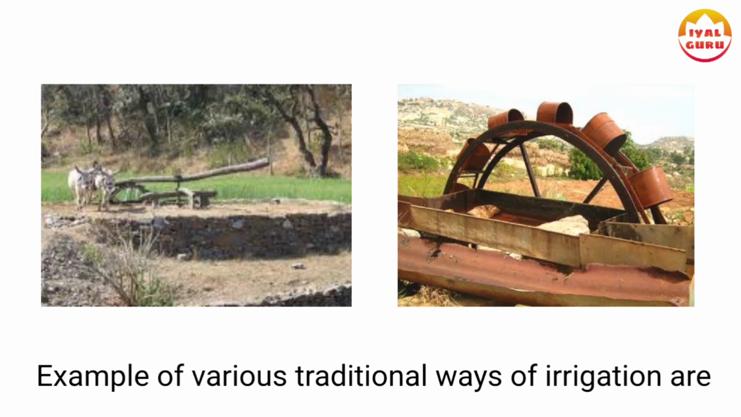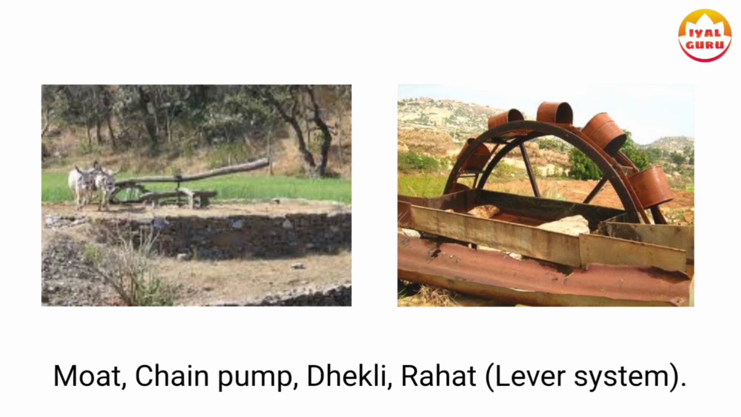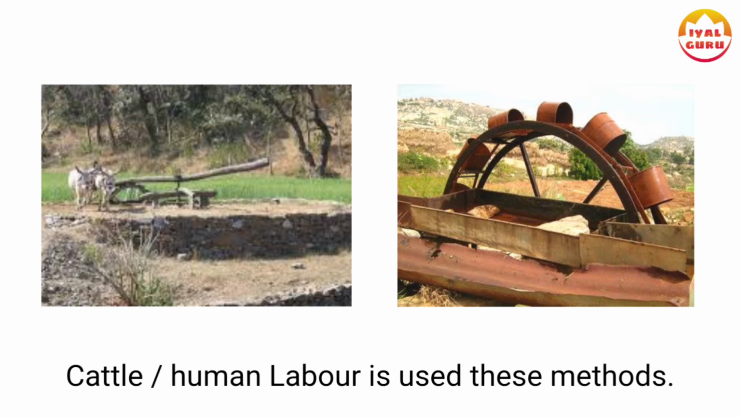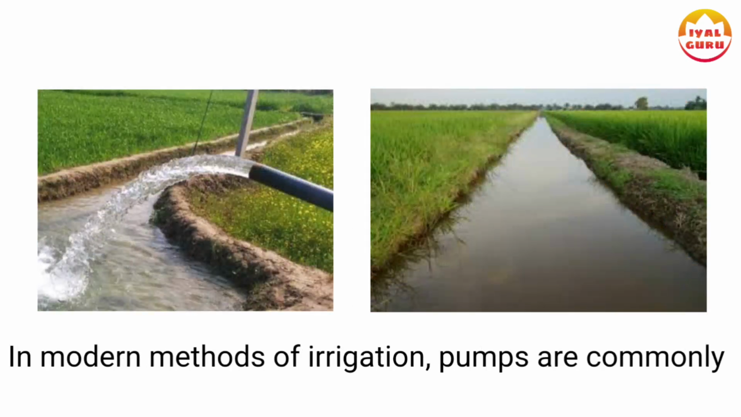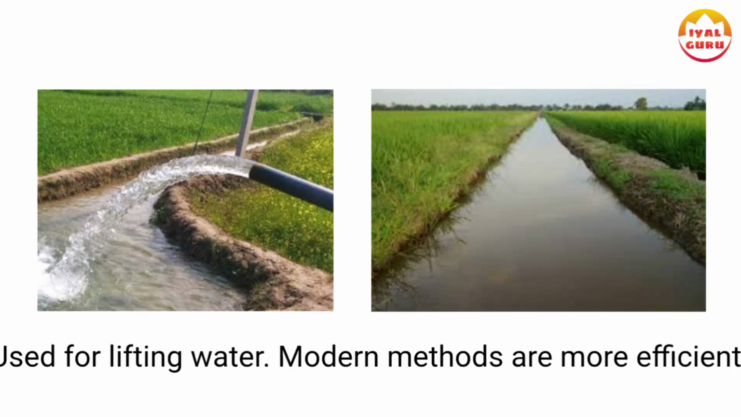Examples of various traditional ways of irrigation are moat, chain pump, dhekli, and rahat, that is, lever system. Cattle or human laborers used these methods. These methods are cheaper but less efficient. In modern methods of irrigation, pumps are commonly used for lifting water. Modern methods are more efficient.